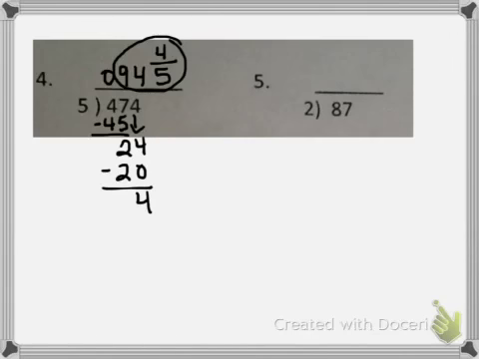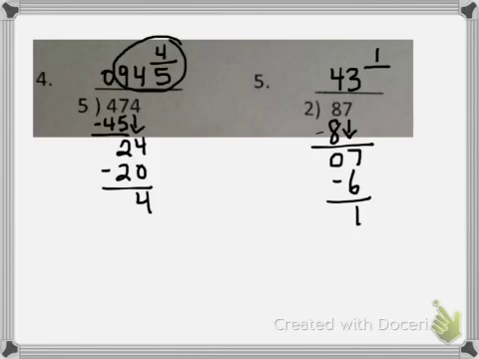Number 5. 2 can go into 8 4 times. 4 times 2 is 8. When we subtract, there's 0 remainder, so we bring the 7 down. 2 can go into 7 3 times. 3 times 2 is 6, and the difference is 1. Again, the remainder becomes the numerator, and the divisor 2 becomes the denominator. So our quotient is 43 and 1/2.